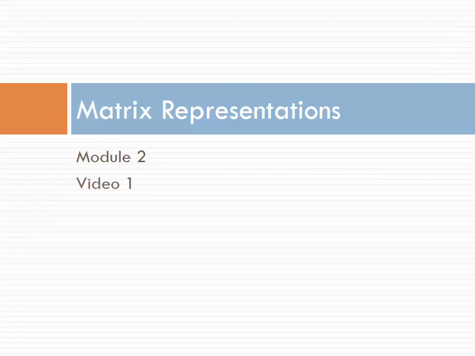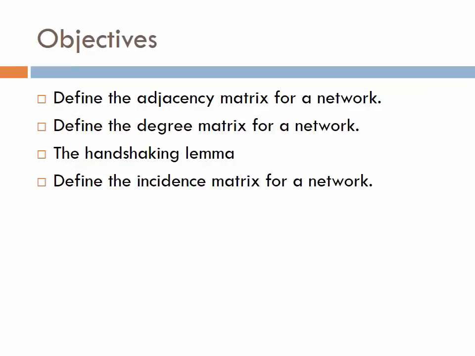This is Module 2, Video 1. In this video, we're going to define the adjacency matrix for a network. We're going to define the degree matrix for a network. We're going to discuss the handshaking lemma. And we're going to define the incidence matrix for a network.